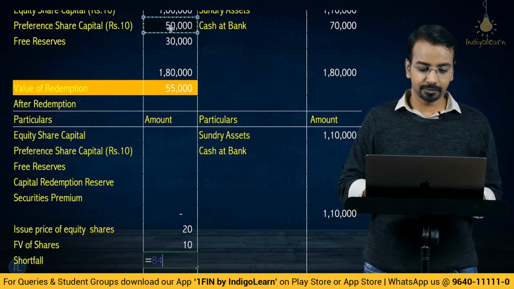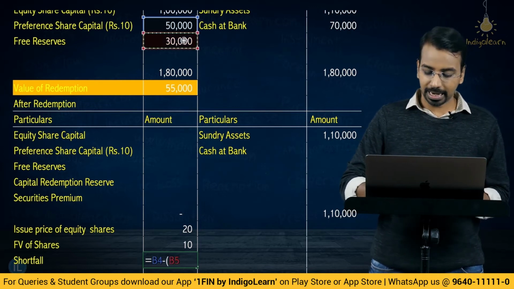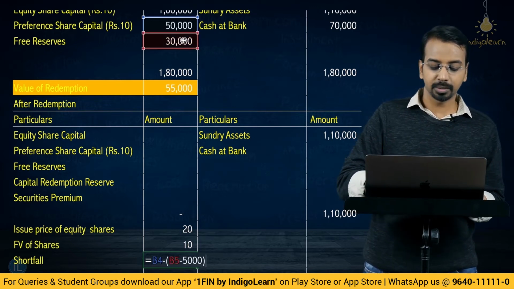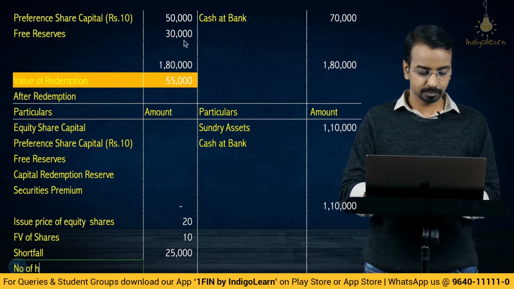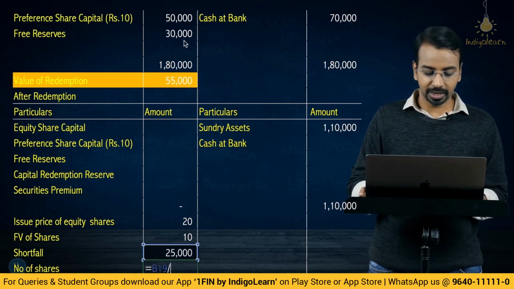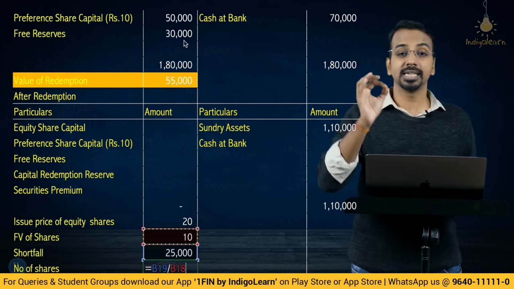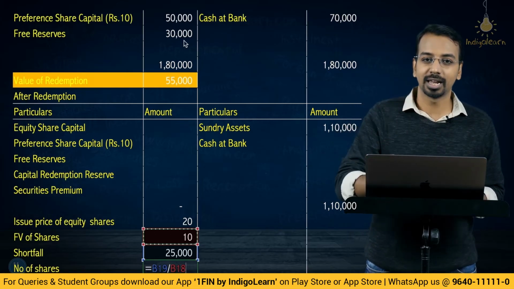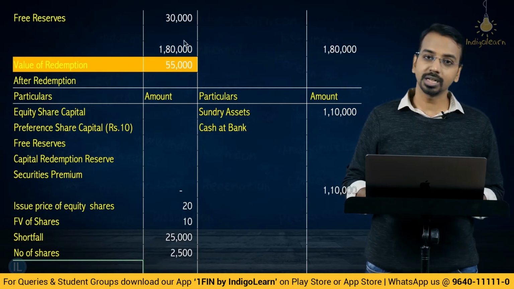So issue price is 20, face value is 10, and so what is the shortfall? We need a CRR of 50, but we have only 30,000 here, and out of this also 5,000 will go towards premium. So there is a shortfall of 25,000. Number of shares to be issued will be 25,000 divided by 10. I am repeating once again, because we are issuing shares for CRR, we will consider the face value for calculating the number of shares. So that becomes 2,500.